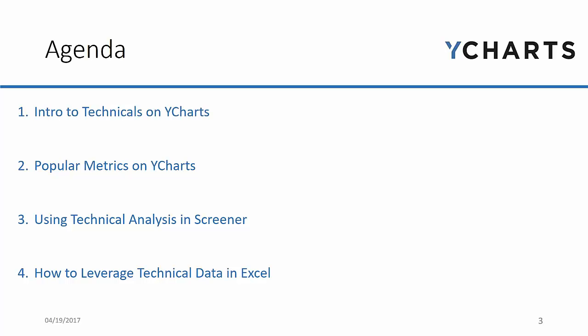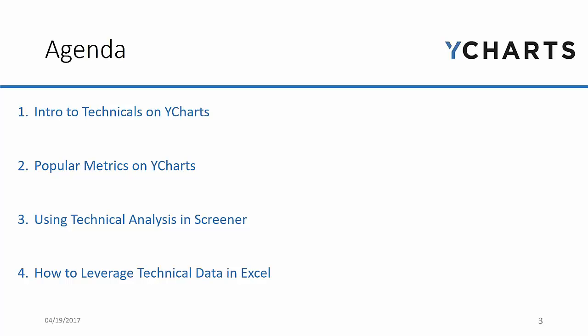After that, we'll dive into the screener a little bit and use the equity screener with technical metrics to see how you can leverage screening for maybe fundamental stocks and going into technicals a bit more. And lastly, we'll go into an Excel model and use technical data to show you how you can use historical metrics to do some technical analysis.